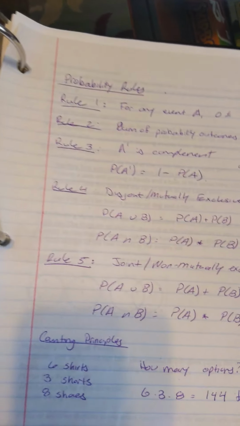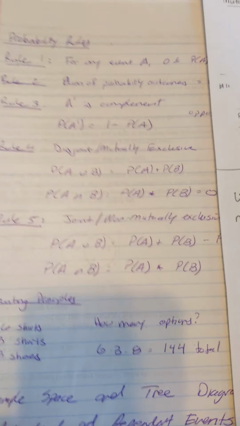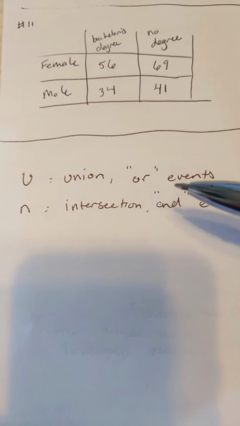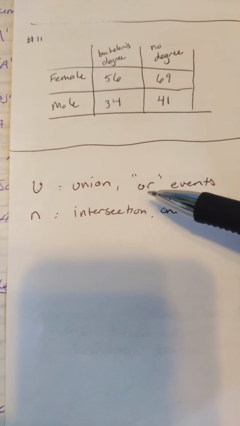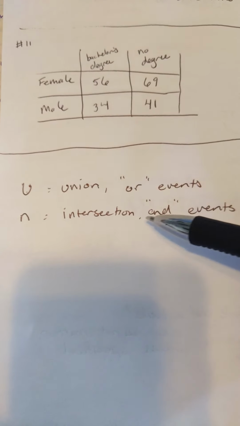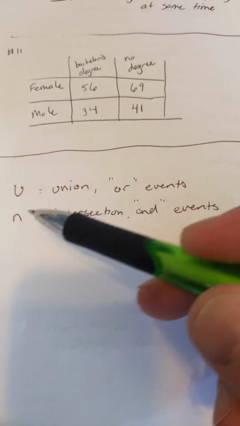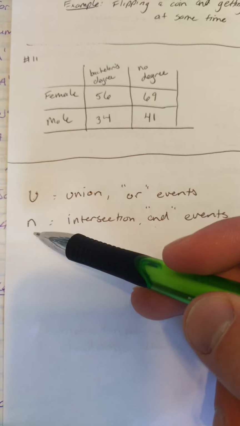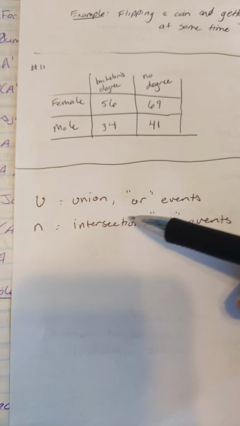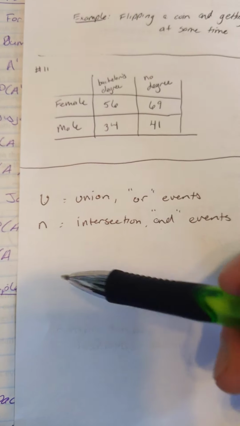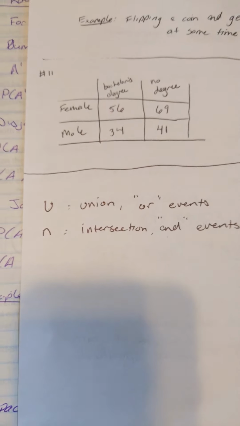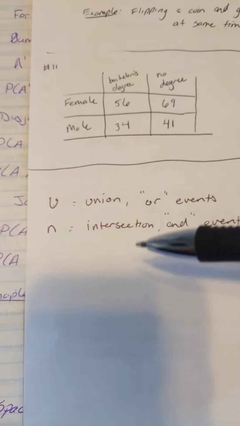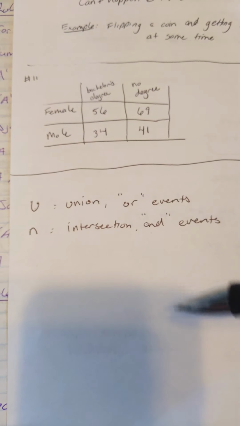As you work through the rest of those problems, you'll see some scenarios where we often call them union, also known as or events, or intersection, also known as and events. They are designated by, in a sense, think of it as a U and an N. U stands for union, or events. The probability of flipping a heads or a tails would be 100%, right? That's optional. The probability of flipping a heads and a tails is 0%.